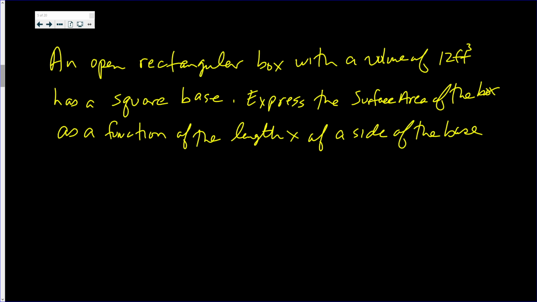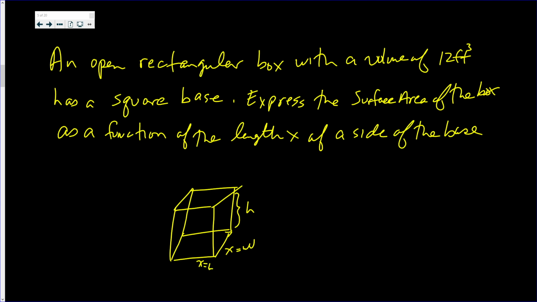Okay, so here is the square base, and it has some height. This is x, so this is length, that's width, and that's height. Now we have the bottom, and then we have the four sides. Okay, no top. Now the surface area, well, the bottom is x times x.